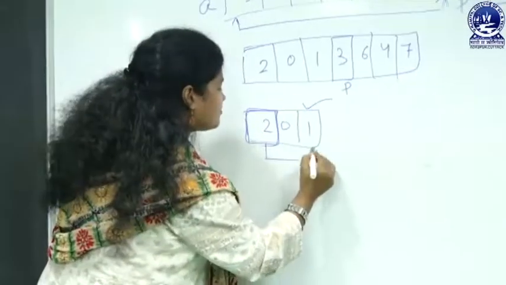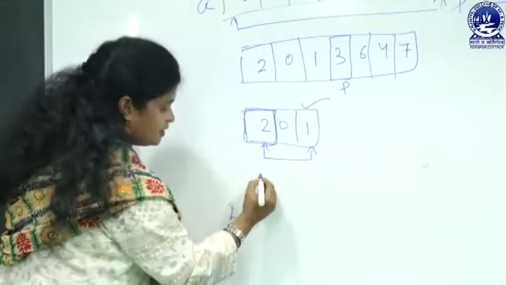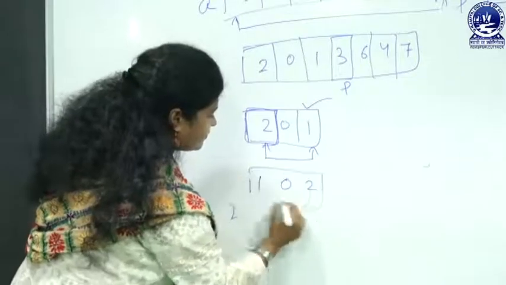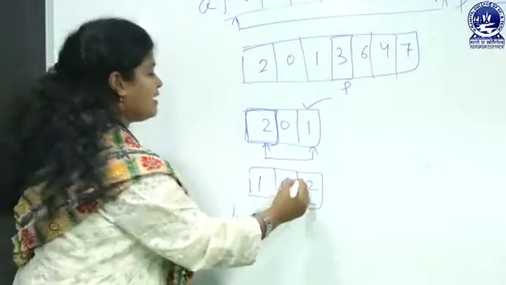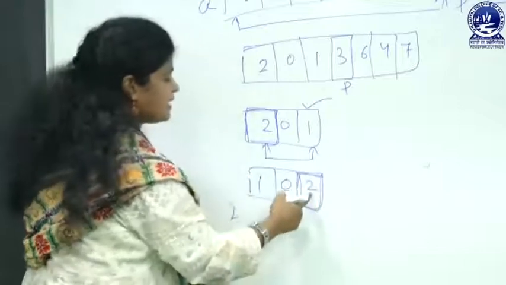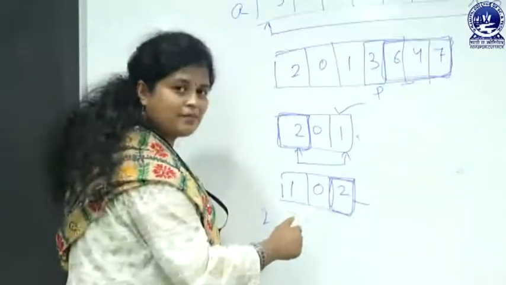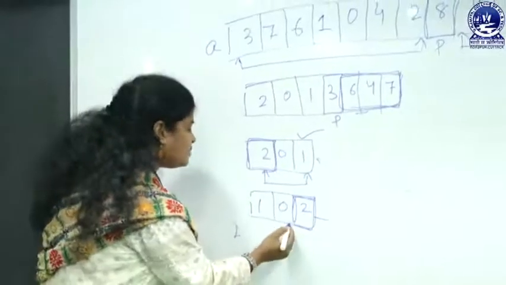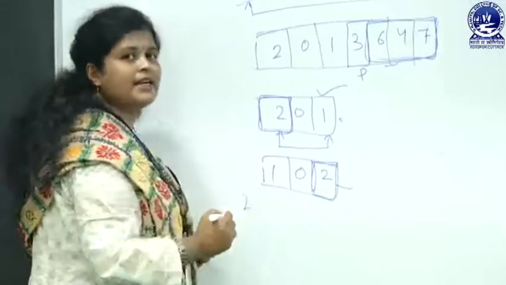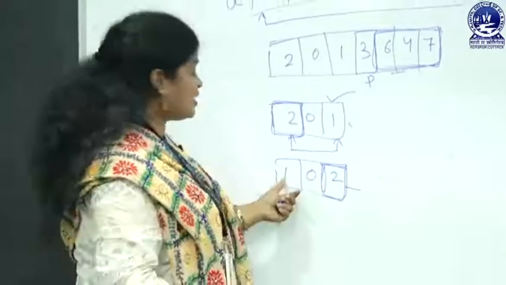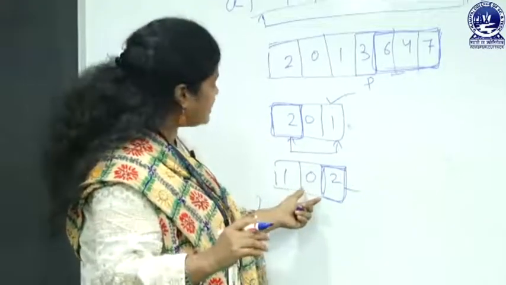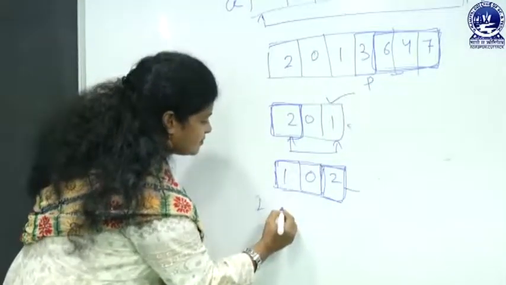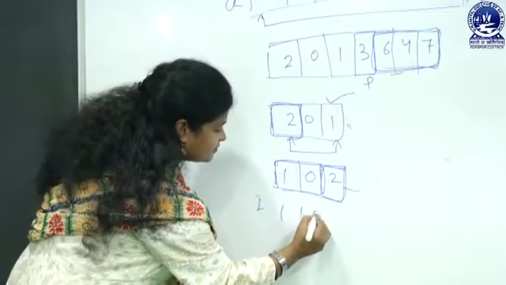So, again swapping. After swapping, the list will be like this, and now also our pivot is 2. Here 2 is the pivot. As it does not have any right side element, here we will check with the left side elements, and all the left side elements must be lesser than the pivot, and it is okay. So here we will take this part, 1 and 0.